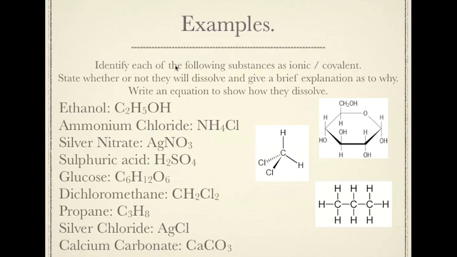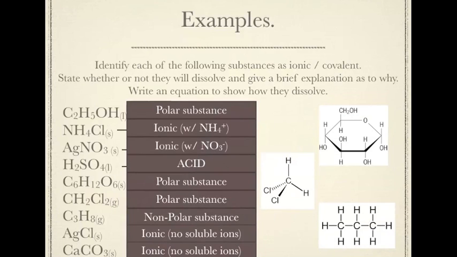Identify each of the substances as ionic or covalent. I've got them all written down here. The first one, ethanol, is a polar substance. This one's an ionic substance. This one's an ionic substance. This guy's an acid, which is a polar substance, for instance. This is polar, this is polar. This guy is non-polar. This is ionic, and this is ionic. So hopefully you've understood how to identify each of these as polar, covalent, or ionic. The next thing is why they will or will not dissolve.